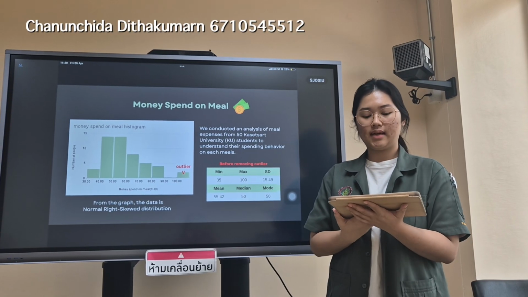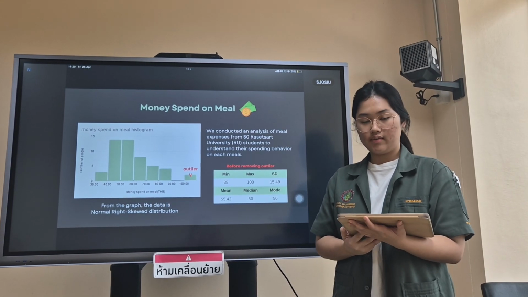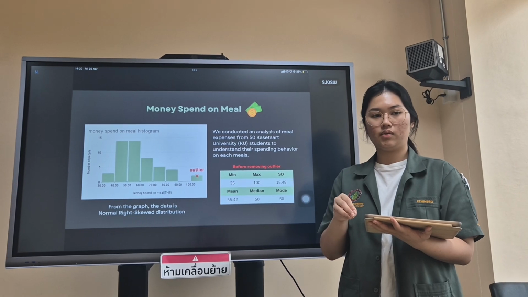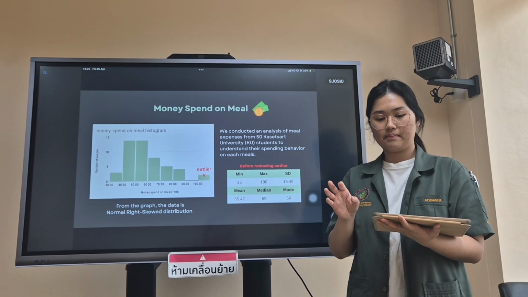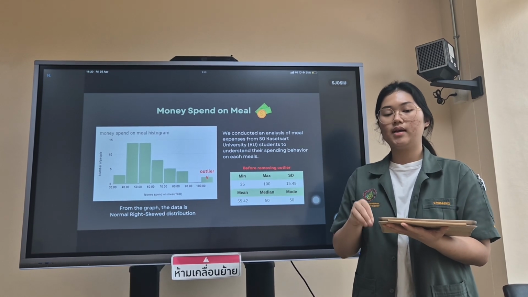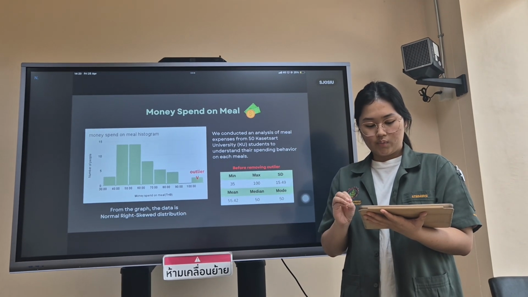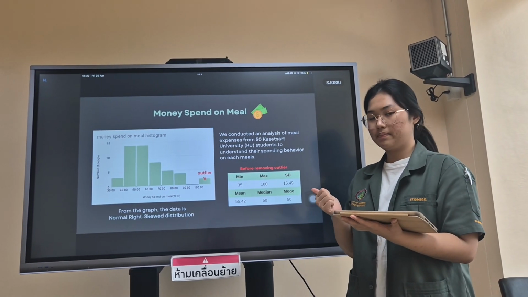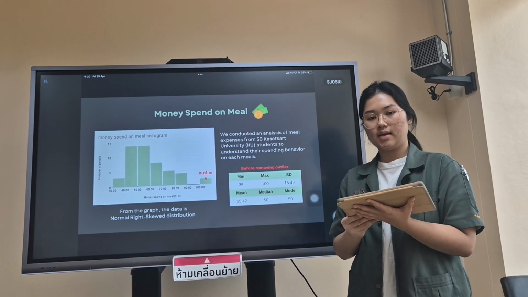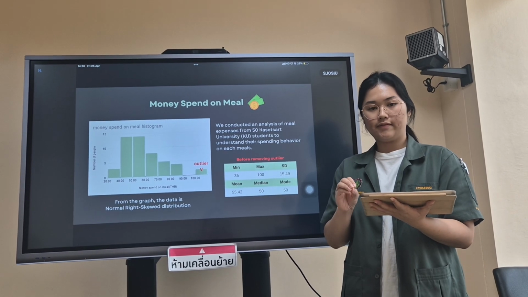Hi, I'm Chanunchida Dithakumarn. Today I'm talking about money spent on meals. The reason why we collect this data is because we want to understand their spending behavior on each meal. We collected data from 50 Khittitaj students, and we got minimum spending equal to 55 baht. Maximum spending is 100 baht. The median and mode is 50 baht.